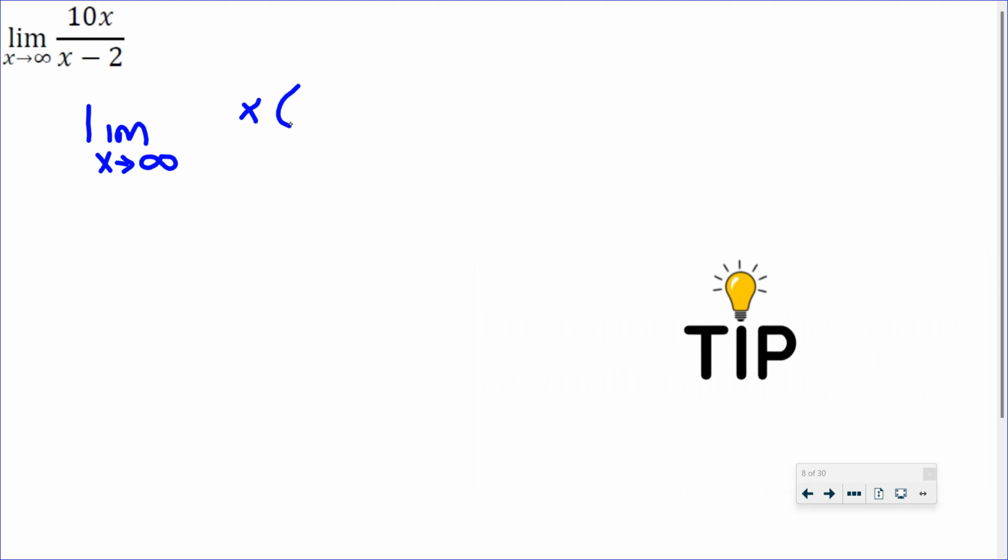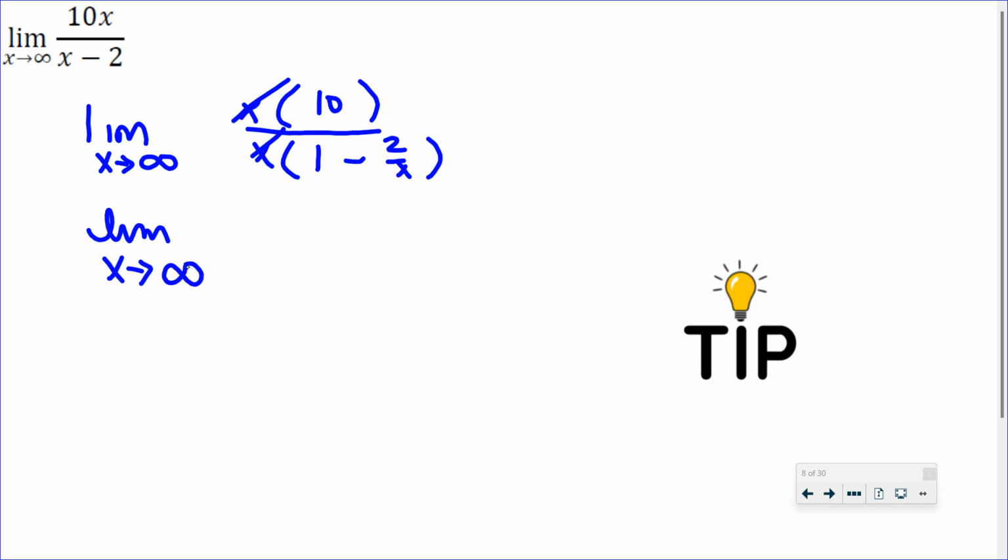Let's factor an x out. So 10x divided by x is 10. And in the denominator, x divided by x is 1. 2 divided by x is 2 over x. So now I've got rid of my x values. I can look at the limit as x approaches infinity of 10 over 1 minus 2 over x.